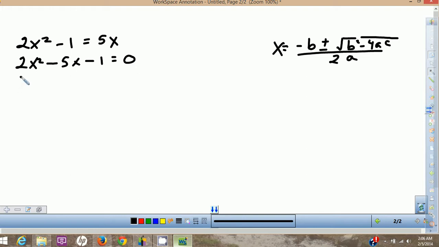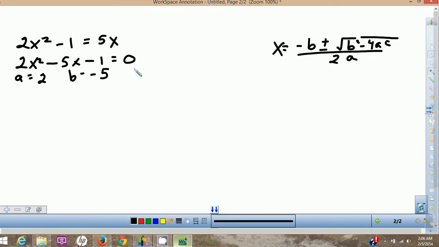We want to plug this into the quadratic formula, so you want to go through and figure out what a, b, and c are. In this case, a is equal to 2, b is equal to negative 5, and c is equal to negative 1.